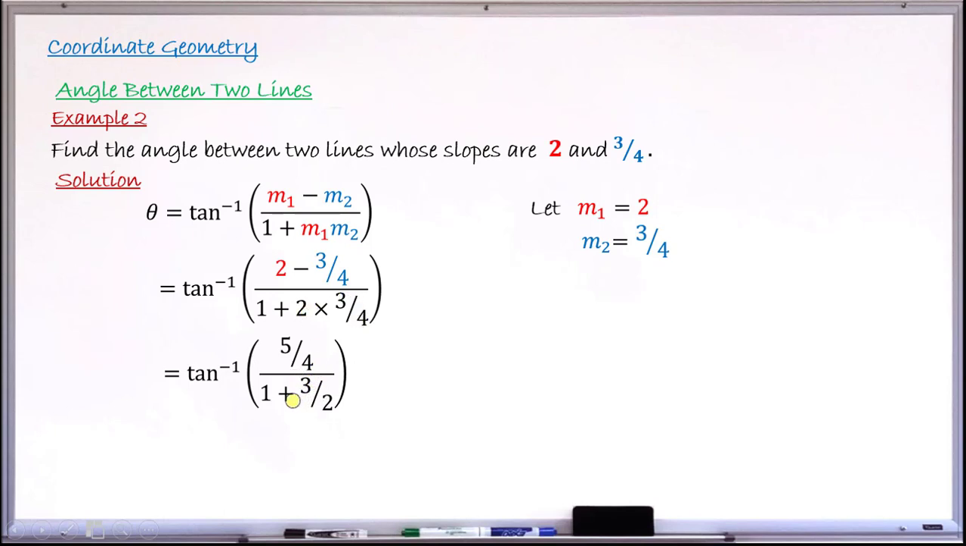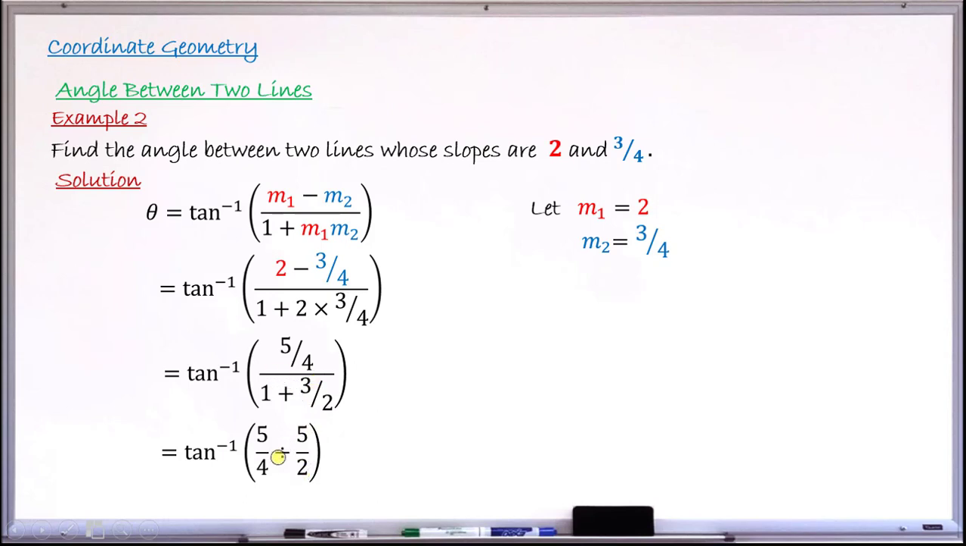So next, I'm going to add these two numbers at the denominator level. So I'm going to have tan inverse of 5 over 4 as your numerator, while this 5 over 2 is the addition of 1 and 3 over 2. That gives you 5 over 2. I have changed this over to this division sign.